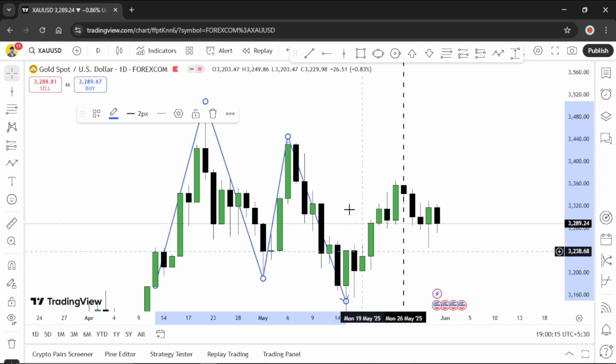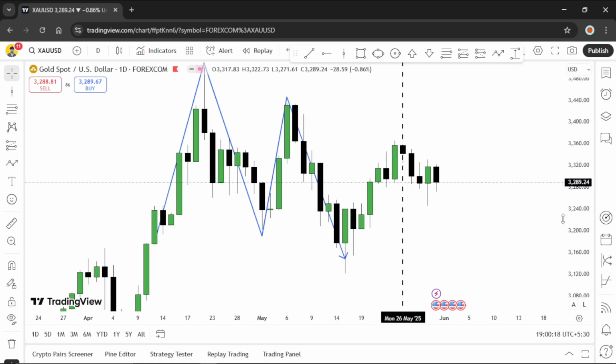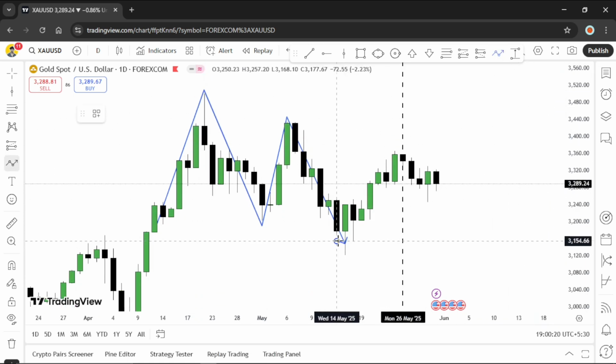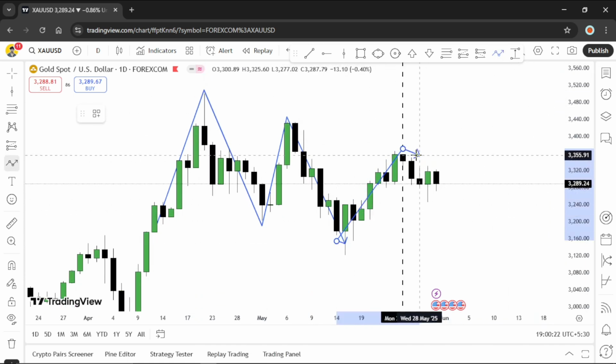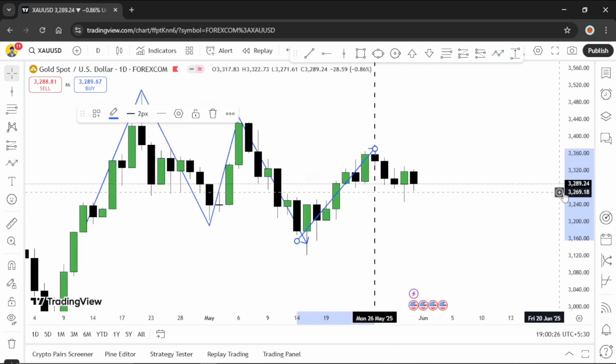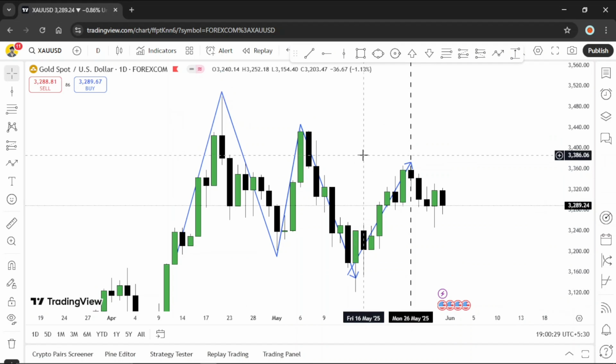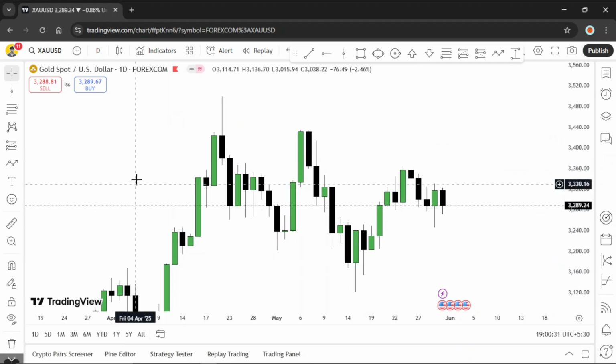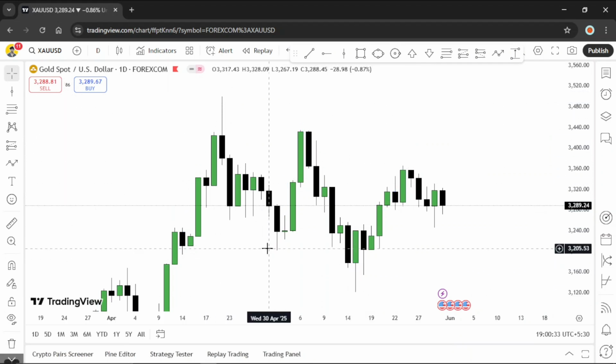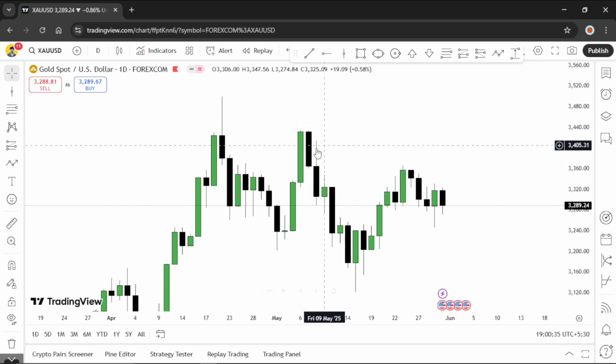From there the market made another high. We don't know where this high gets rejected. So this is the market condition. The market made a higher high, then a lower low, then a lower high and a lower low. That shows a rejection from these areas.